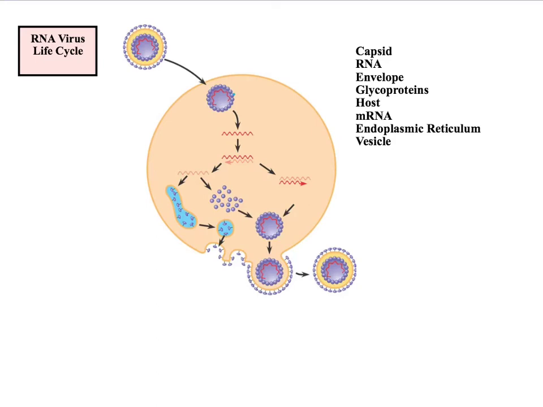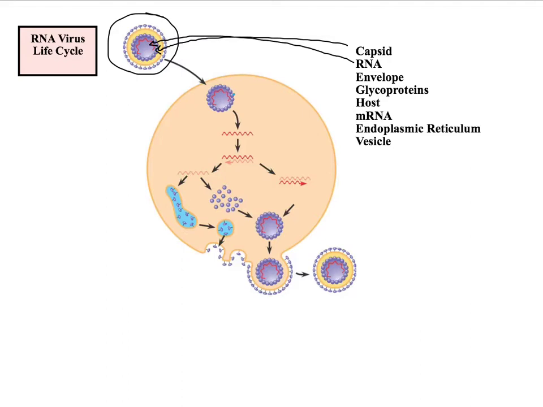The next type of virus that I'm going to talk about is an RNA virus. And here's the virus right here. You can see it looks a little bit different than the DNA virus. It still has the capsid. Okay, so it still has that purple ring of proteins there. Inside it, instead of the double-stranded blue DNA, is the red RNA.